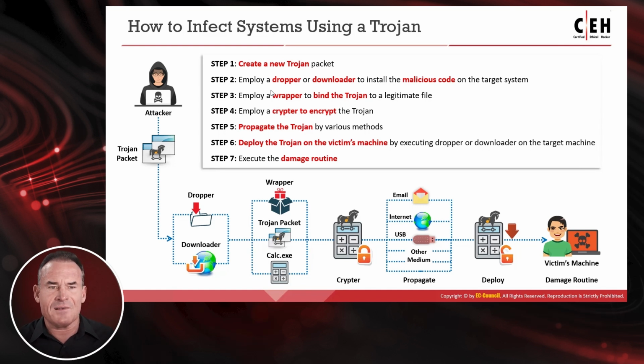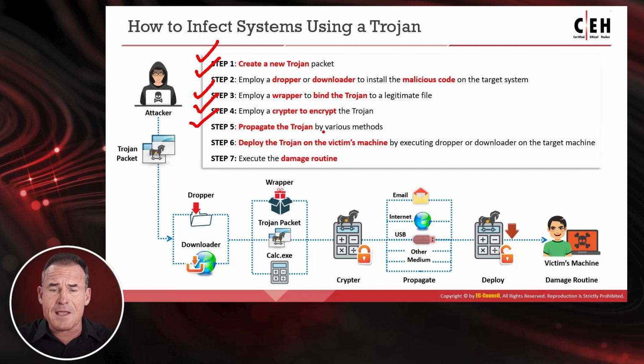All right, how to infect systems using a Trojan. Number one, create a new Trojan packet. Number two, employ a dropper or downloader to install the malicious code on the target system. Step three, employ a wrapper to bind the Trojan to a legitimate file, make it look good. Step four, employ a crypter to encrypt the Trojan.